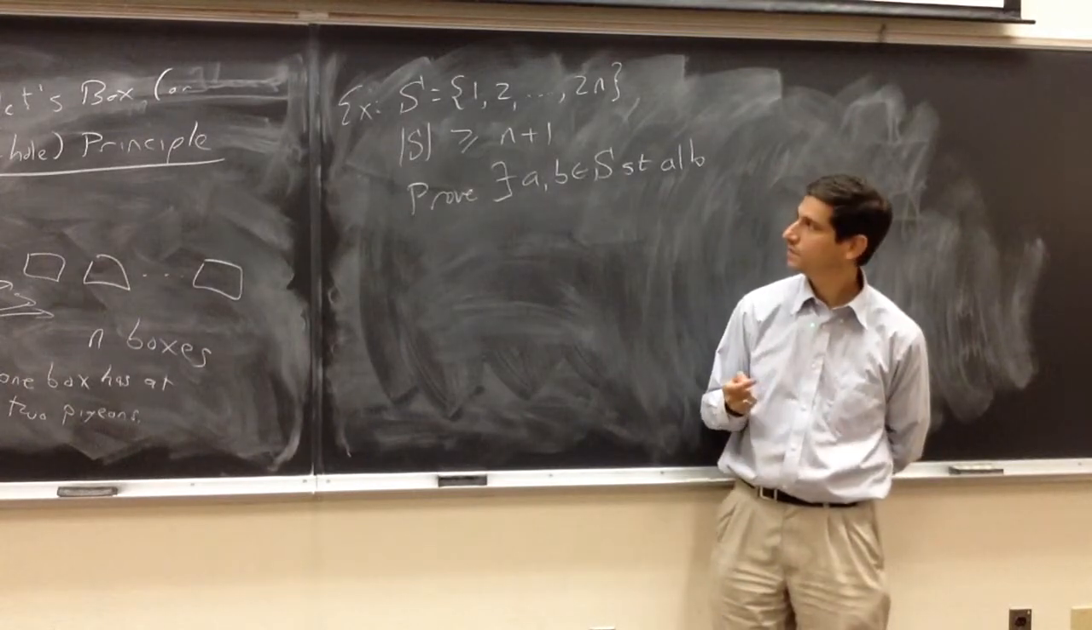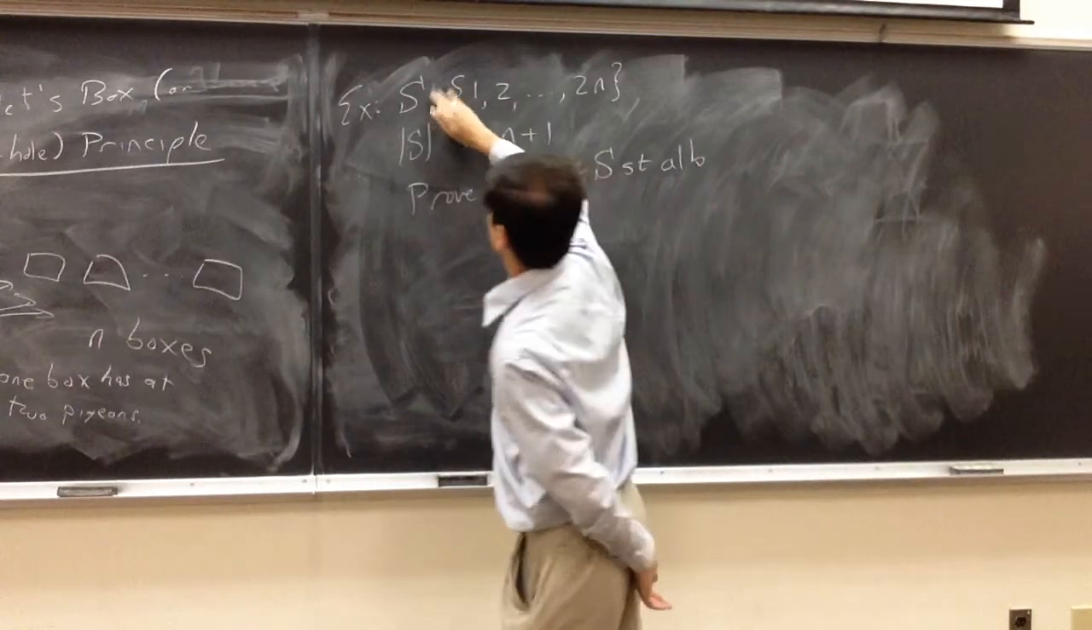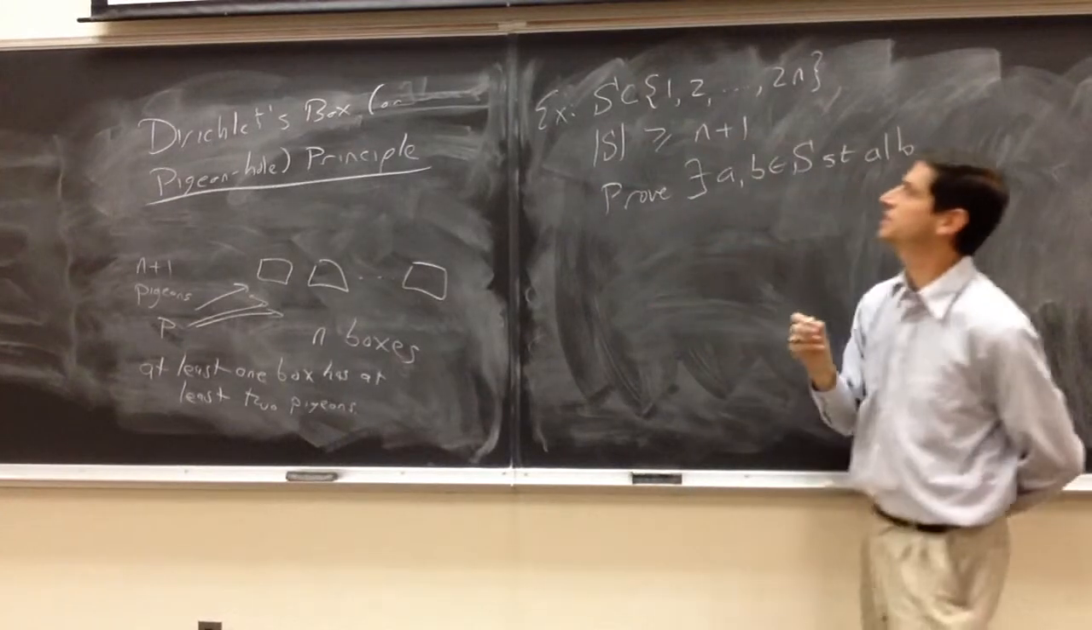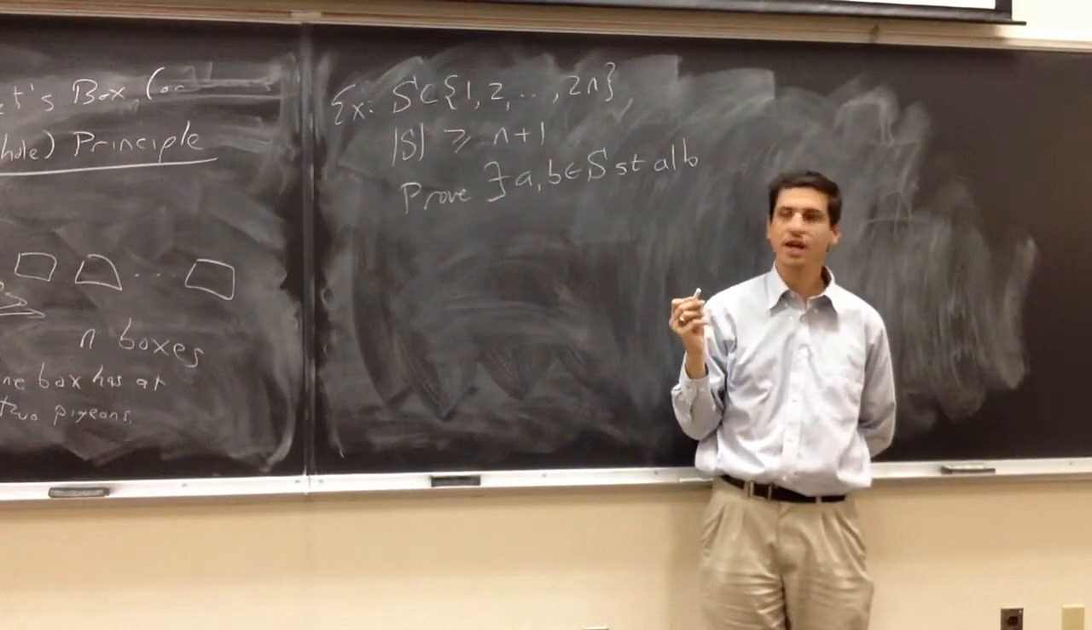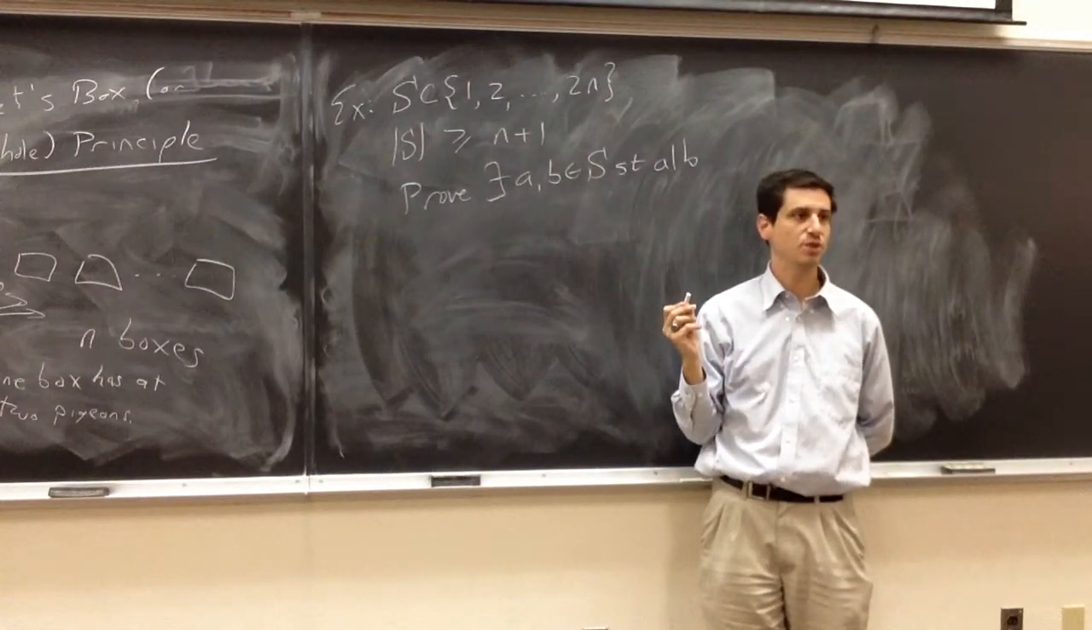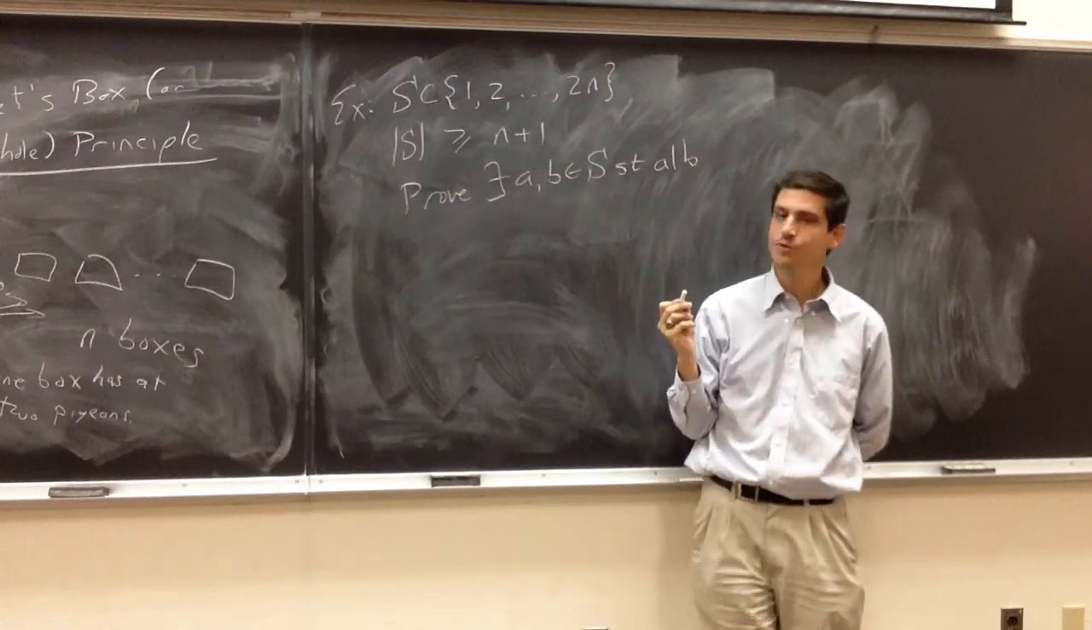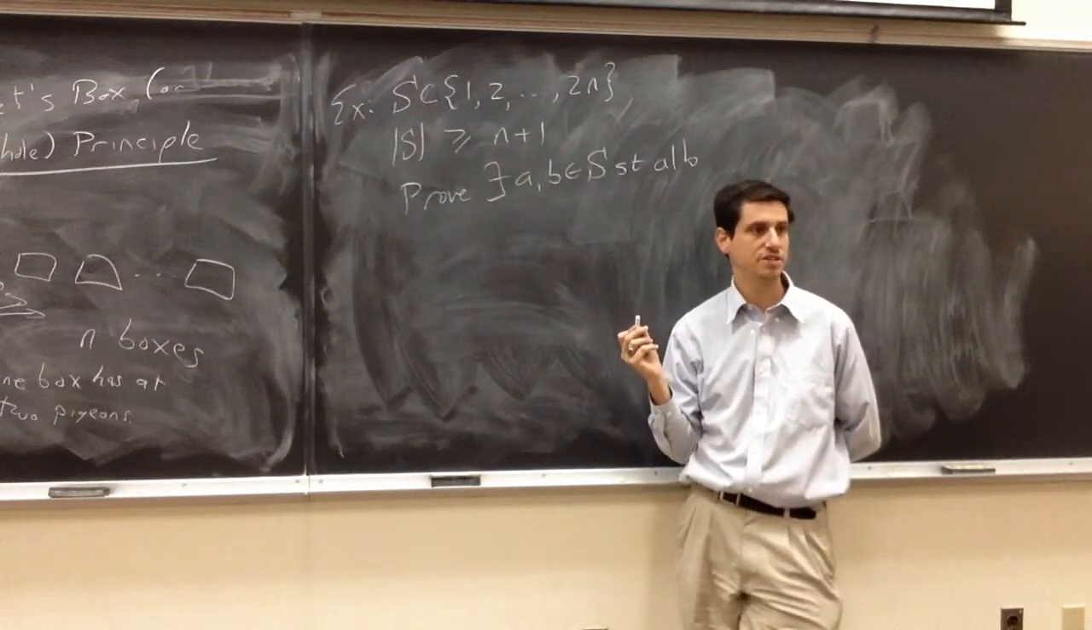About a subset cardinality at least? Oh, sorry, yes. S is contained in the set 1, 2, all the way up to 2n, and S has at least n plus 1 elements. And we want to prove that there are two elements in S where one divides the other.